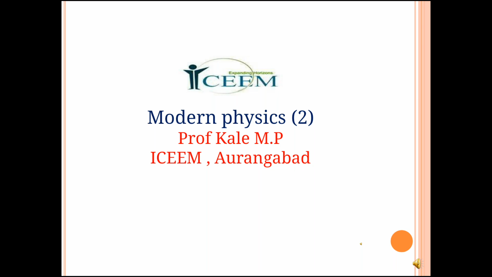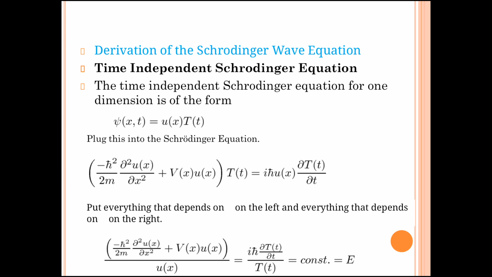Now I am going to discuss modern physics part 2. In the previous video we saw the Schrodinger wave equation, the time dependent Schrodinger wave equation. Now in this video we see the time independent Schrodinger wave equation in modern physics, and its derivation.